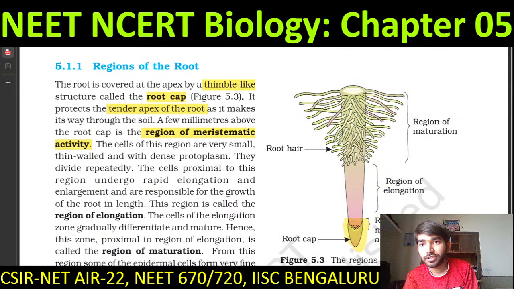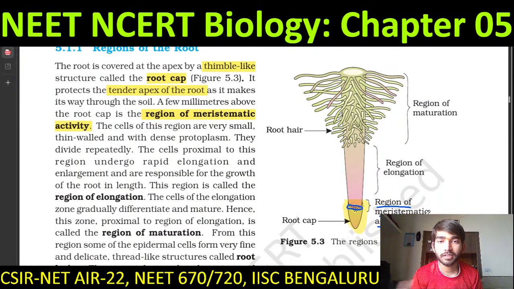In this region of meristematic activity, you can see that there are a bunch of cells here. You can call them stem cells, although they are not present in the stem, so don't get confused. Let's call them meristems at the moment, otherwise you will get confused with actual stem cells. But these are the actively dividing cells, and these ensure that the tissue in this region further grows and extends deeper in the soil.